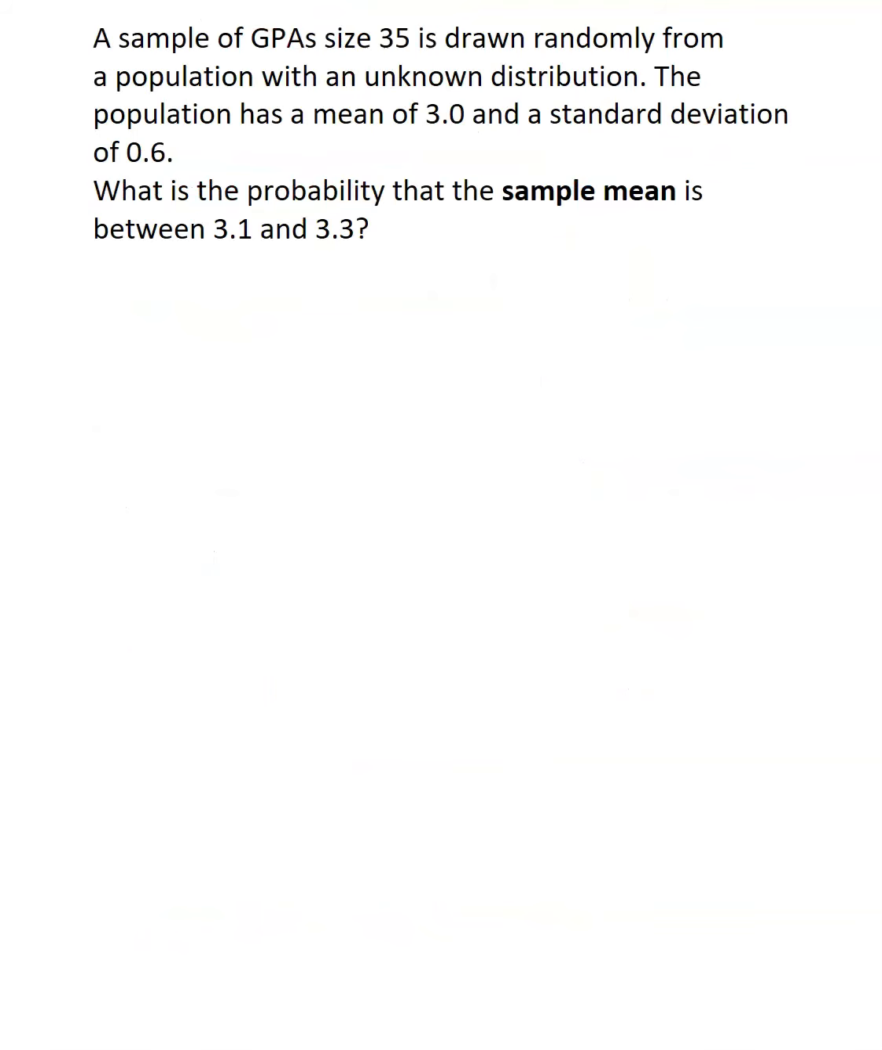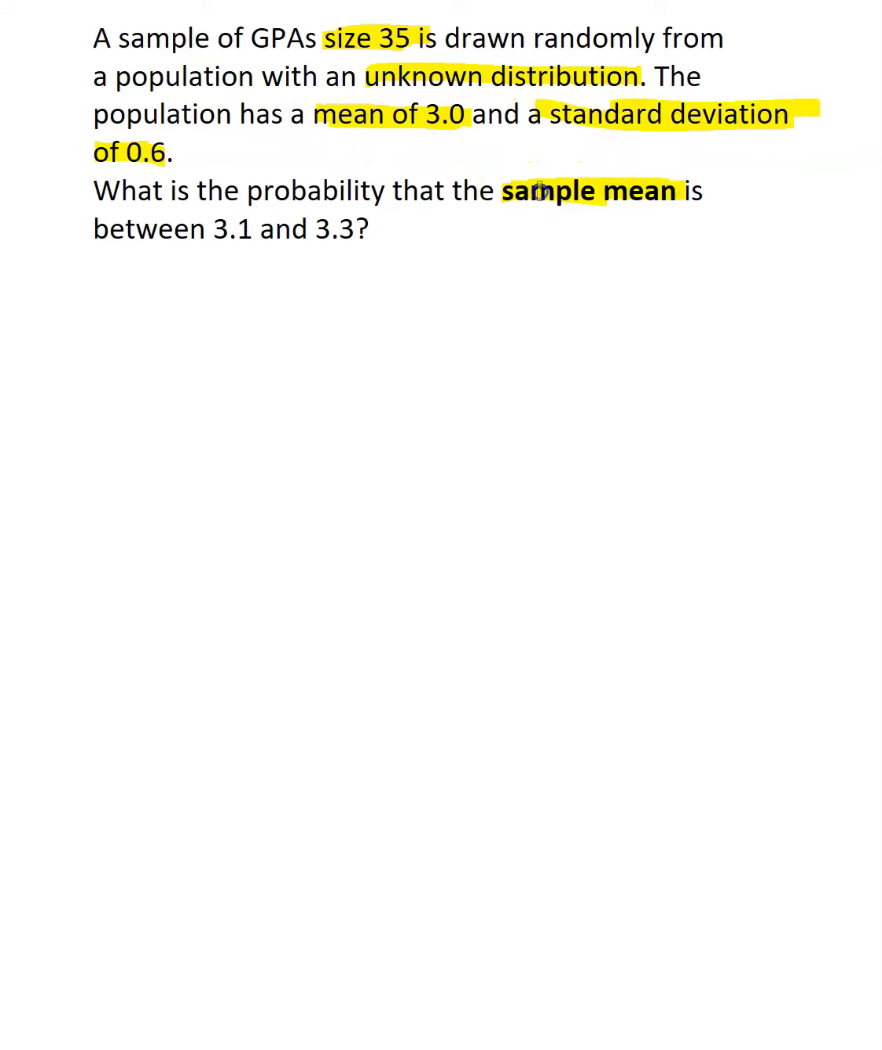A sample of GPAs of size 35 is drawn randomly from a population with an unknown distribution. The population has a mean of 3.0 and a standard deviation of 0.6. What is the probability that the sample mean is between 3.1 and 3.3? Unknown distribution, sample size is 35, that's good. All the GPA scores form the sample, and that sample has 35 scores, so the sample size is 35. Mean is 3, standard deviation is that.